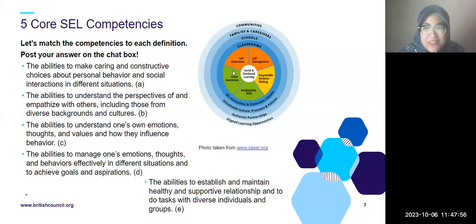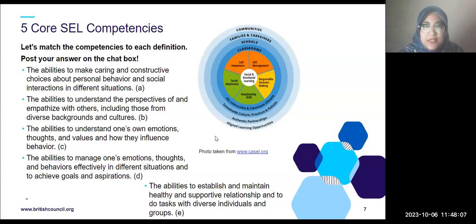And now let's see, there are 5 core values of SEL here. I want you to participate on the chat. There are 5 core values: self-management and self-awareness, social awareness, responsible decision-making, and relationship skills. Please chat on the chat box. What is A, everyone? Let's start with A. The ability to make caring and constructive choices about personal behavior and social interaction in different situations. What do you think this is? Anyone, can you put it on the chat? Is it self-awareness, self-management, social awareness, responsible decision-making, or relationship skills?